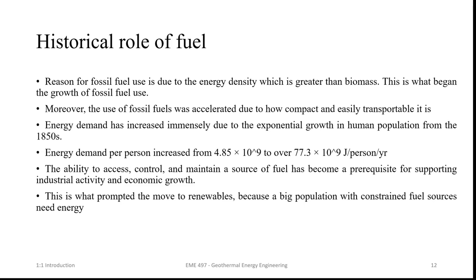So the fourth point is the energy demand per person back then around the Industrial Revolution was around 4.85 times 10 to the power 9 joules, and now it's around or even over 77.3 times 10 to the power 9 joules. That is roughly around a 15 times increase from what we were at. So with that being said, obviously you're going to need a lot more energy, you're going to need a lot more forms of fossil fuel burning, everything, just to keep up with that.